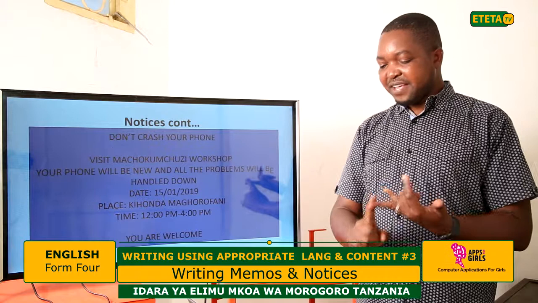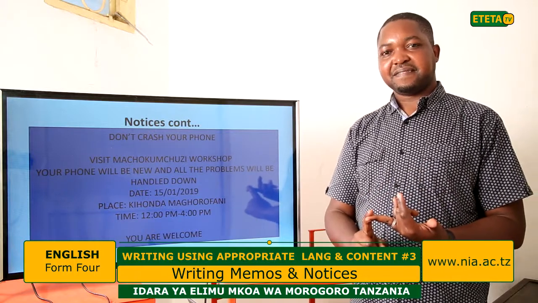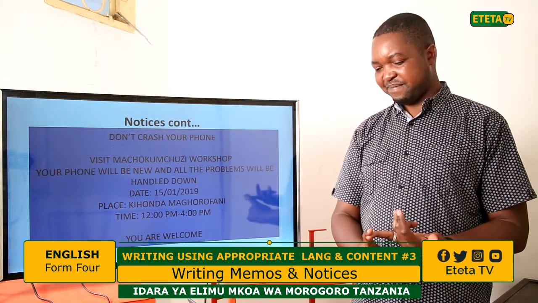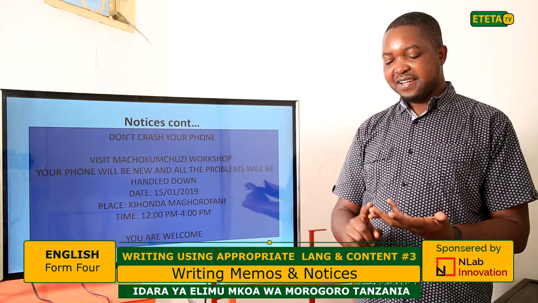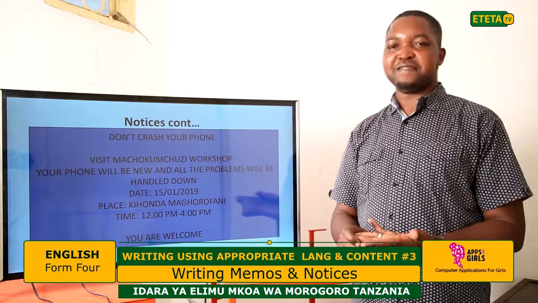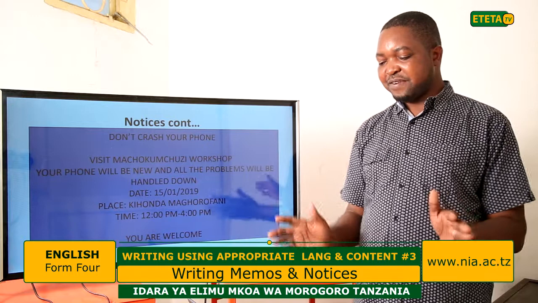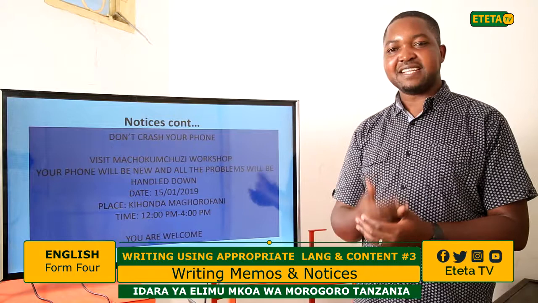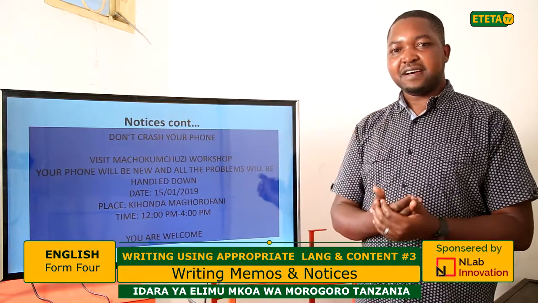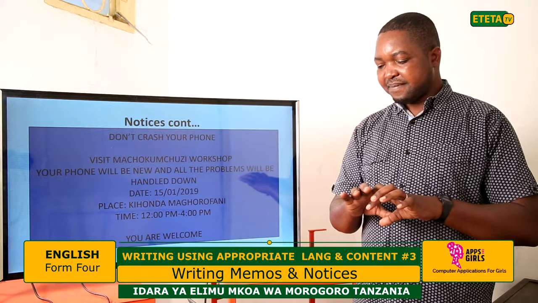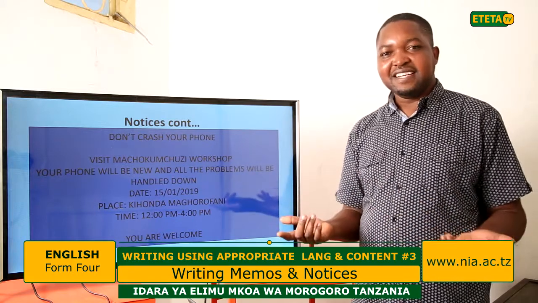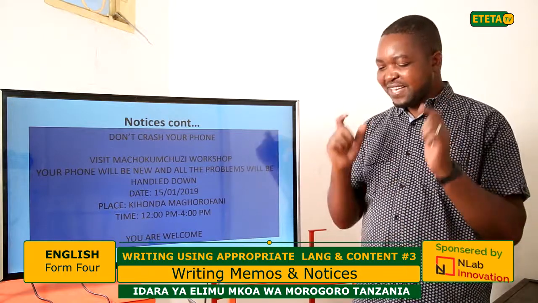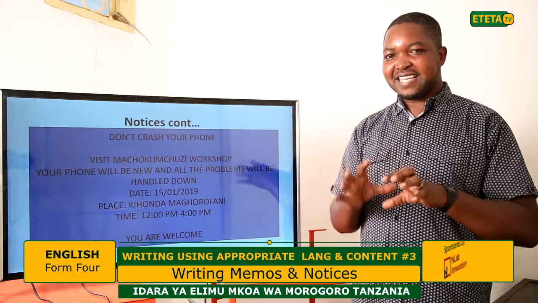Another important thing, you have to state your trademark. This is Machokumchuzi workshop, okay? And then you have to state a little bit, what do you do with the phones? As you can see, your phone will be new and all the problems will be handled down. It means Machokumchuzi can change the broken down phone, any phone which is in the state of being slow. Machokumchuzi has that ability of making it to be new. And then it will be very attractive, you see? So the language used here is attractive.